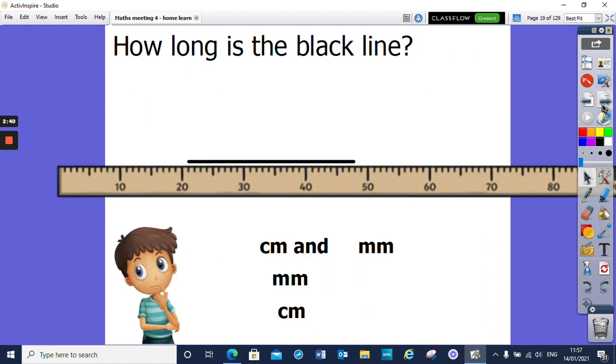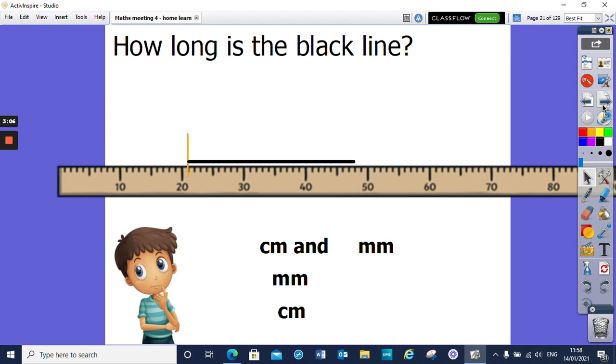Okay, the next activity, how long is the black line? Now I haven't started at 0, so I want you to measure that black line. Pause your video now. Okay, so where did we start? Well, we haven't quite started at that 20 millimeters or that 2 centimeters, have we? We've started 1 millimeter away from it. So that's where we're going to have to count from.